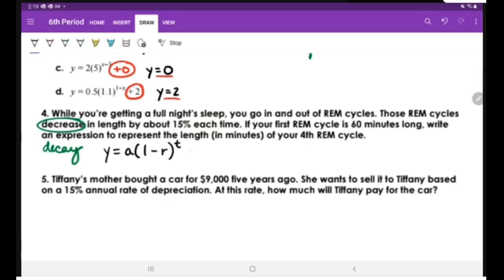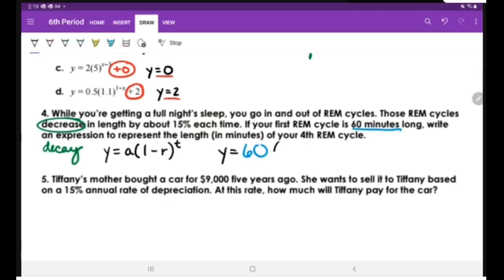So help me figure out what A and R and T are. A is 60. That is exactly right. What is A? What does that represent in our problem? Do you remember what we call it? Your first REM cycle. It's our starting value. So our starting length is 60 minutes long.